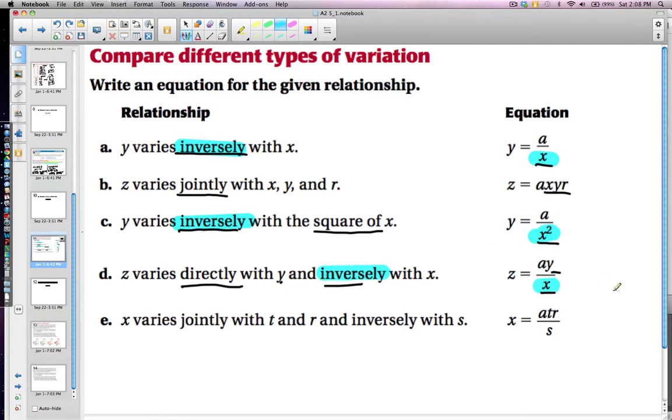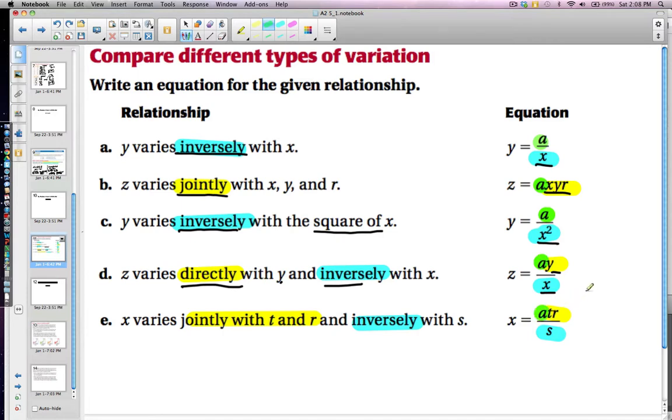Inversely with x. Okay, in this last one, x varies jointly with t and r, but inversely with s, so you see s is in the denominator. If it says jointly, we're essentially in the numerator. Directly also is in the numerator. Jointly with t and r, they're in the numerator. And the constant of variation, where is it? It's always in the numerator.